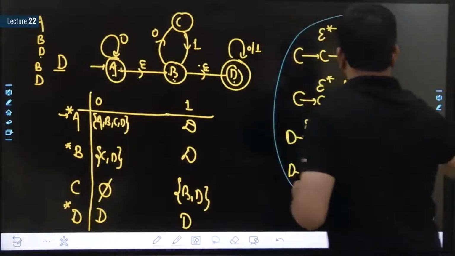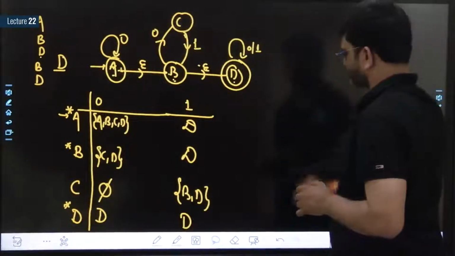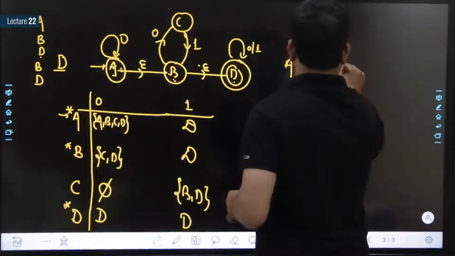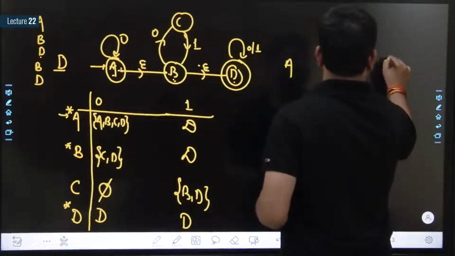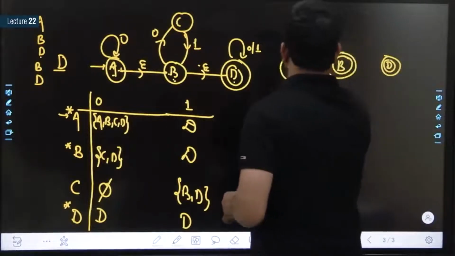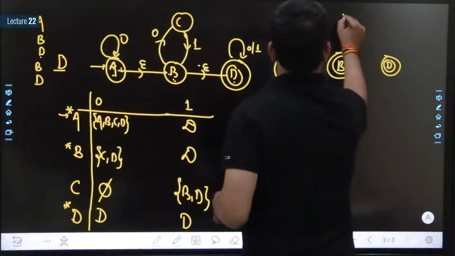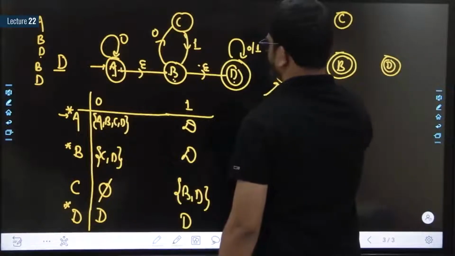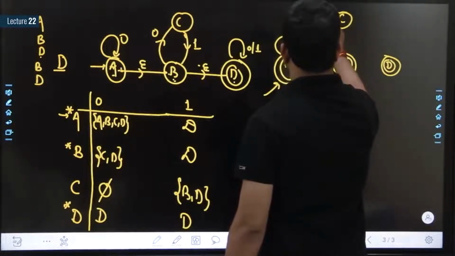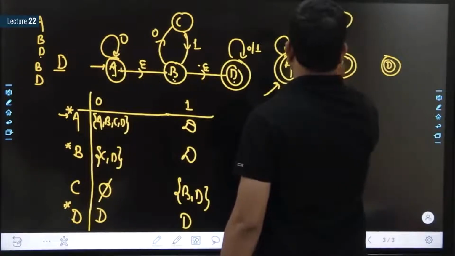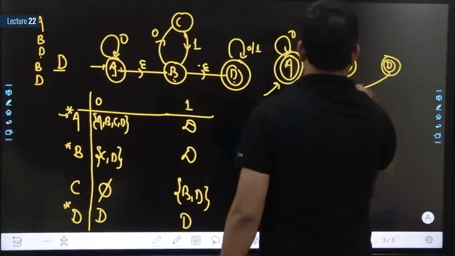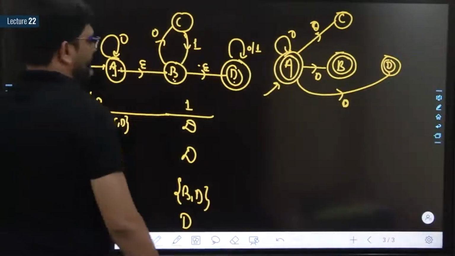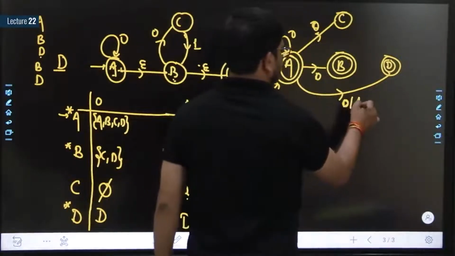Make the NFA for this. A, B, D, these are final states. This one is initial. This is C. A on 0, A itself, C, B and D. Clear? A on 1, only D.